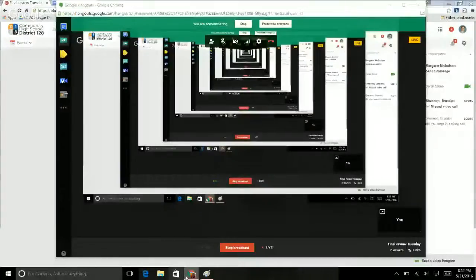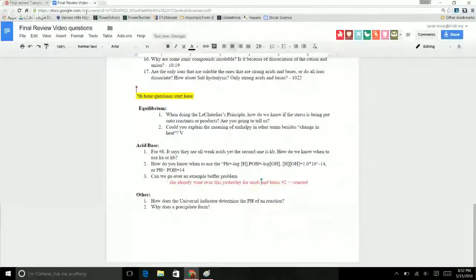All right, let's take a look at the questions and we'll go from there. Okay, now you can see my screen. We don't have very many questions, so I think we'll just start from the top and work our way down. When doing Le Chatelier's principle, how do we know if the stress is being put into reactants or products?